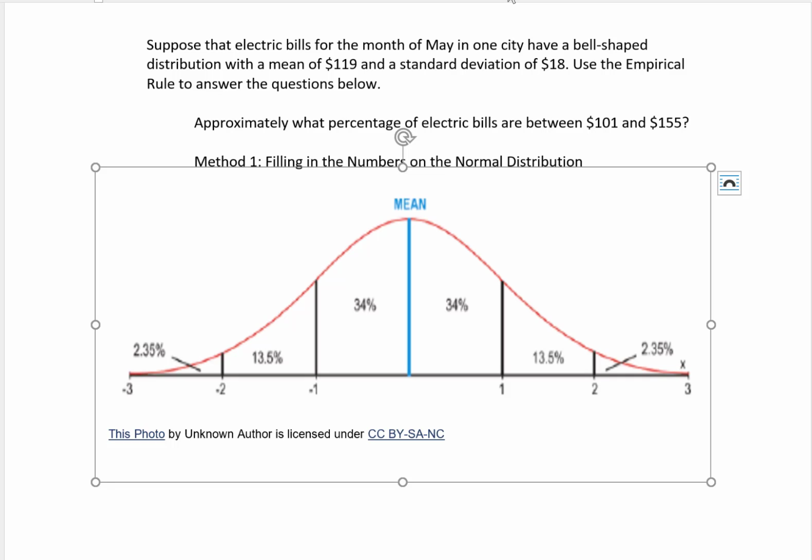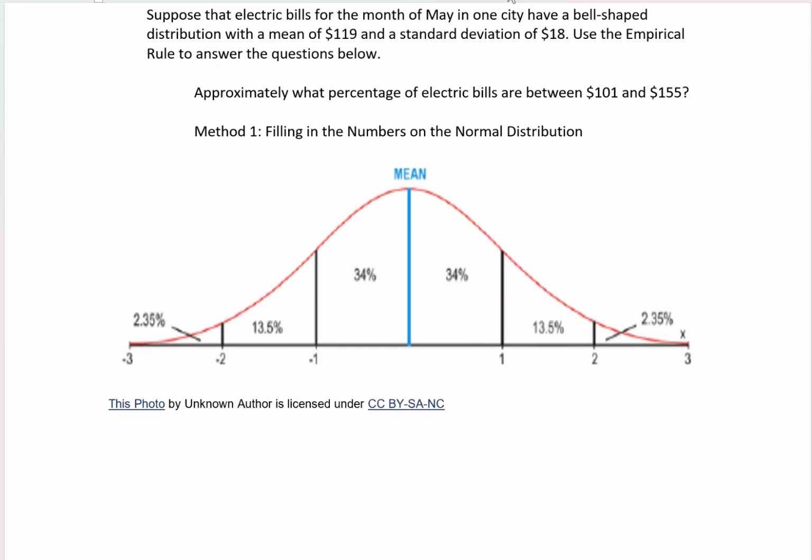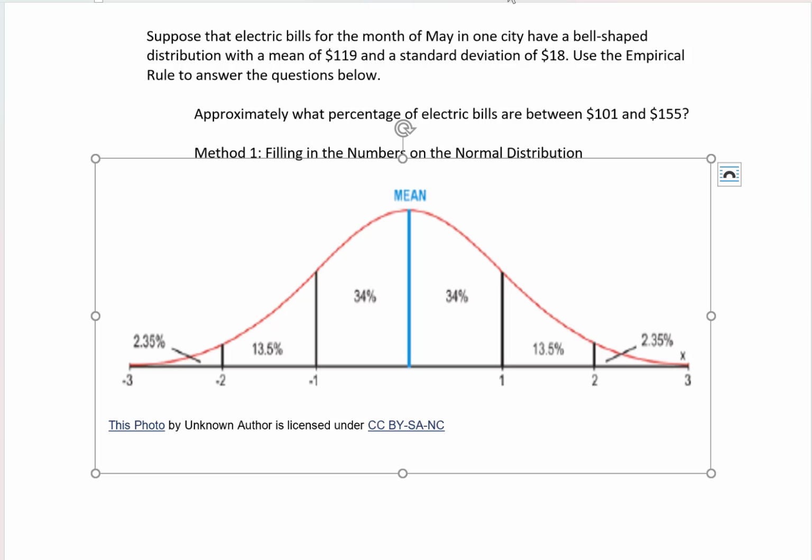Okay, so let's look at an example using the empirical rule to find the percentage of values. Suppose that electrical bills for the month of May in one city have a bell-shaped distribution with a mean of $119 and a standard deviation of $18. Use the empirical rule to answer the question: approximately what percentage of electrical bills are between $101 and $155?